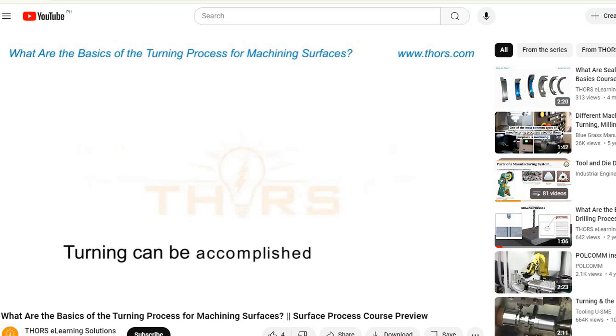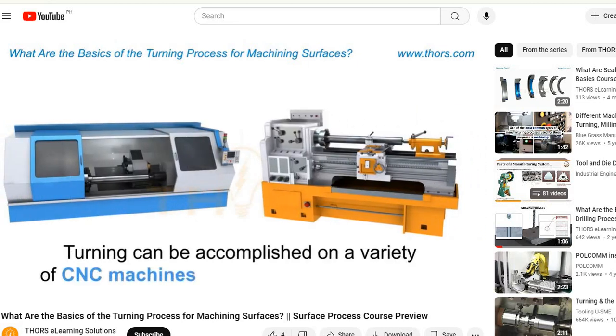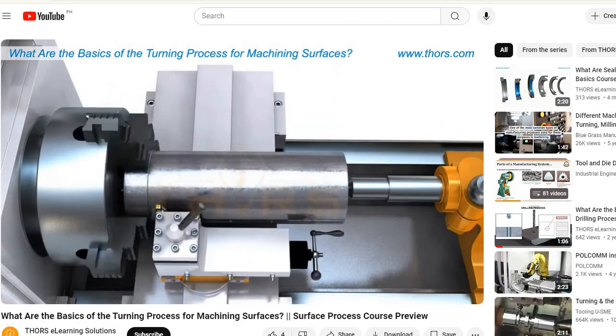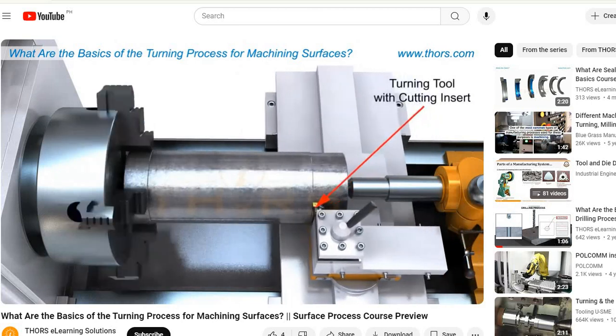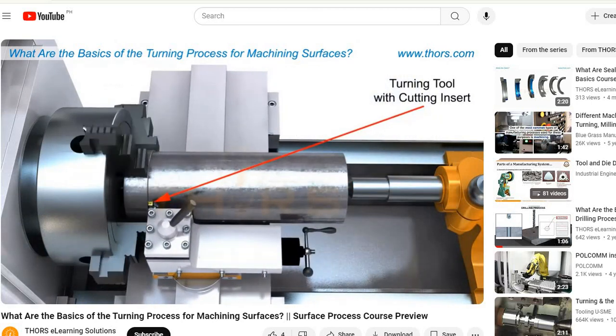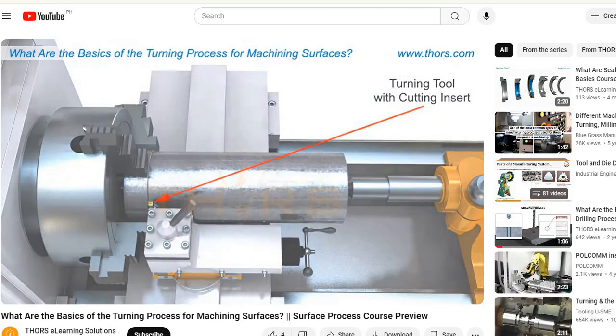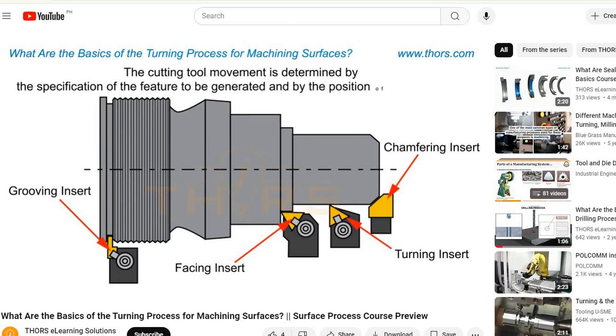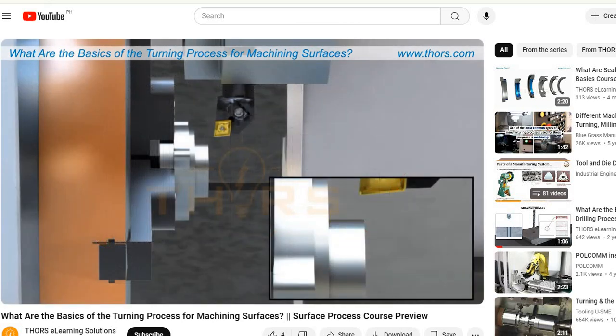Turning can be accomplished on a variety of CNC machines or on a conventional lathe. As the workpiece rotates, the cutting tool moves in a linear direction, either parallel to or perpendicular to the axis of rotation of the workpiece. The cutting tool movement is determined by the specification of the feature to be generated and by the position of the workpiece. One example of a turning process is facing.